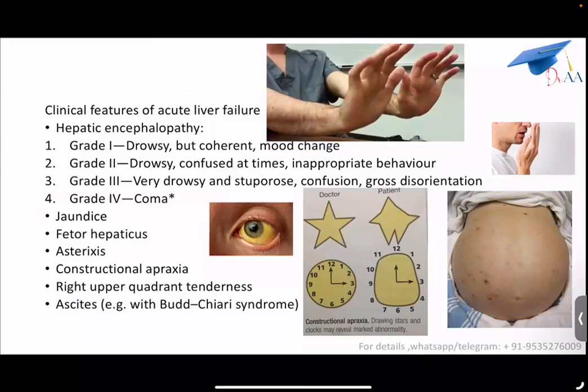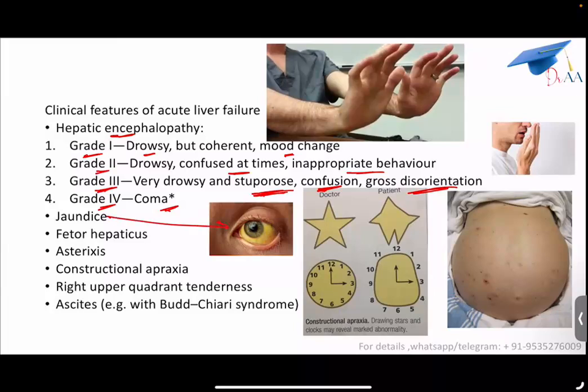How do they present? They present with hepatic encephalopathy, that is altered sensorium. Initially, grade 1, we call it if they are drowsy or have some changes in mood. Grade 2 is when they are confused at times and their behavior becomes inappropriate, like defecating in a public place. Grade 3 is when they become very stuporous, that means they respond only to painful stimulus. They're very confused, grossly disoriented. Grade 4 is when they are unresponsive or in a coma.